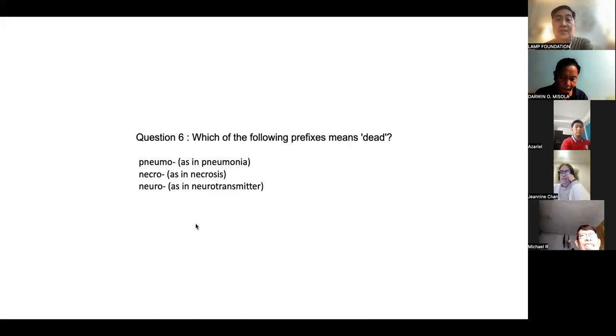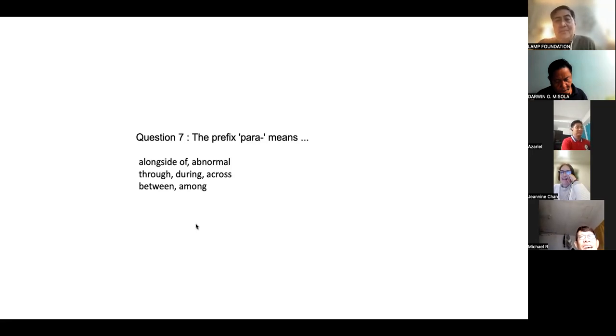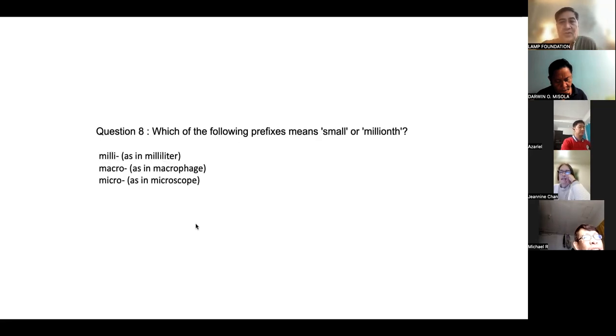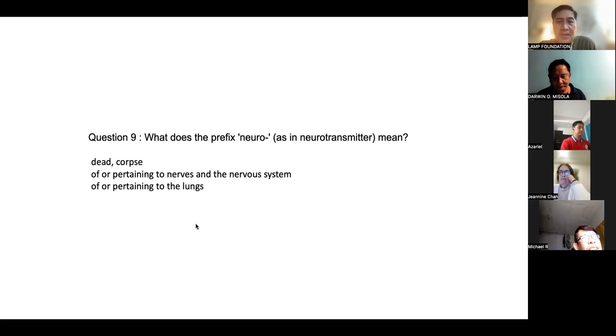Which of the following prefixes means dead? Neuro, as in necrosis. Neuro? What did you say? Necro. You said neuro. No, necro, as in necrosis. The prefix para- means alongside of, abnormal. Which of the following prefixes means small or millionth? Micro-, as in microscope. What does the prefix neuro-, as in neurotransmitter, mean? Of or pertaining to nerves and the nervous system.